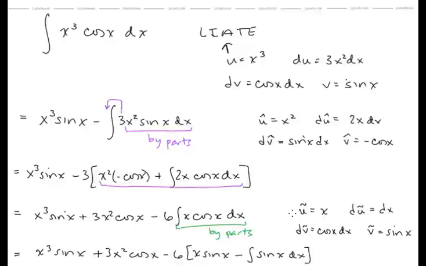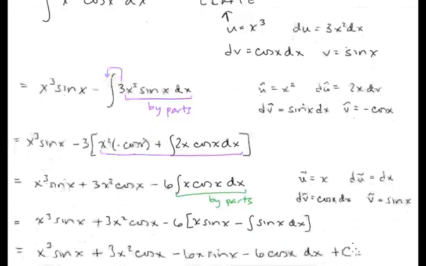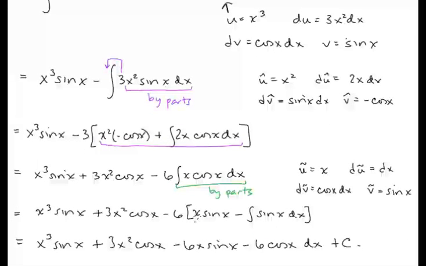Here we'll call this u tilde. u tilde is equal to x, and dv tilde is cosine x dx. And so du tilde is dx and v tilde is sine x. And so the results of that by parts go here. And finally, we can make our integration. And we're here. We have x to the third sine x plus 3x squared cosine x minus 6x sine x minus 6 cosine x plus c.